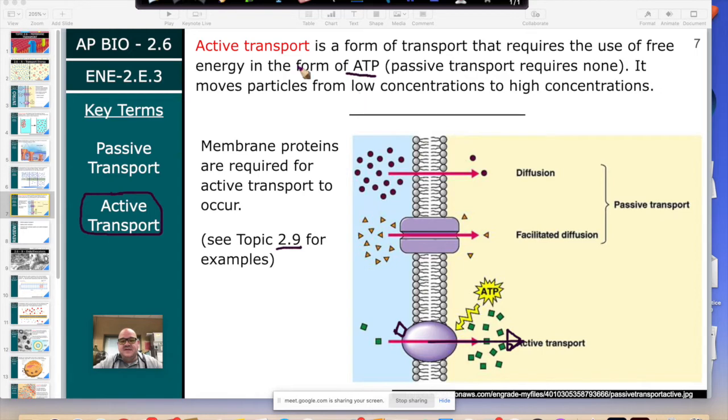So the big thing for active transport is you're going from low to high, and it does take energy, and that energy is from ATP.